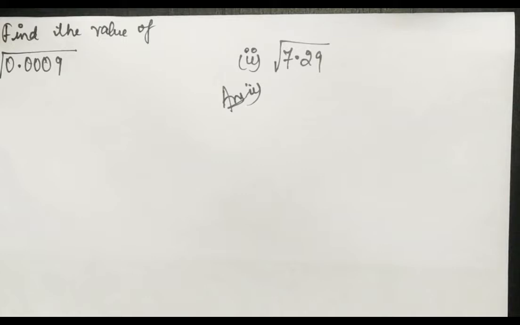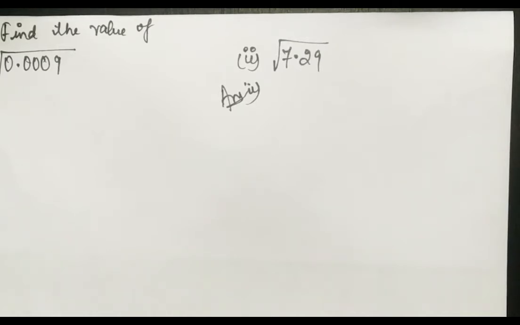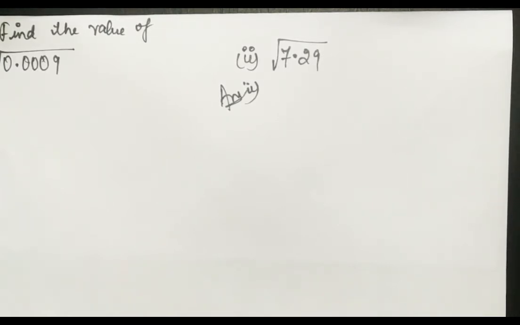So the second question is saying to find the value of root 0.0009, and the second part is 7.29. There are a total of 4 parts in this particular question, but I am doing 2 parts only here, as the first one is similar to the second one. So I'm not doing the second part here, and 7.29 is totally different from all the other parts in this question. So let's move on to the first part, that is 0.0009.